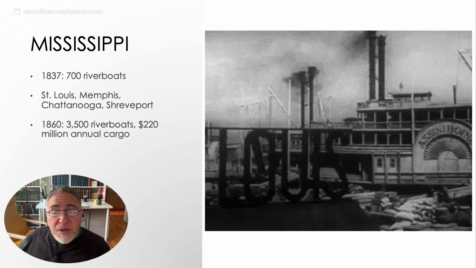Major new ports developed at St. Louis and Memphis and Chattanooga and Shreveport, and other locations, in addition to New Orleans. By 1860, 3,500 riverboats were steaming in and out of New Orleans, carrying an annual cargo of cotton worth over $220 million, or about $7 billion in current money.